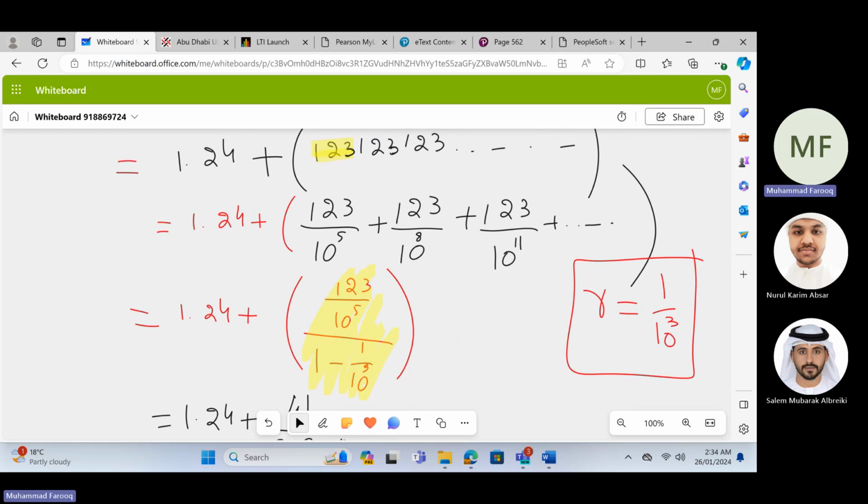The first one is 5, the next moves 3 more: 5 plus 3 is 8. So we put 8 in the equation for R. This is A1, the first term, divided by 1 minus R. R is 1 over 3. Are you going to do the same for 10 to the power of 8?